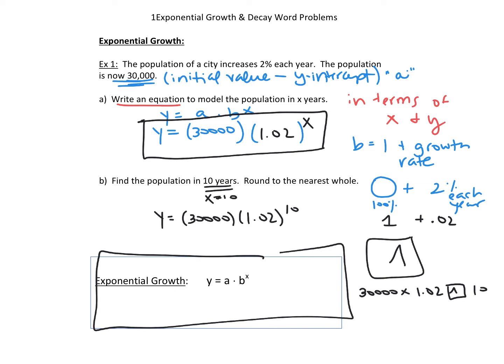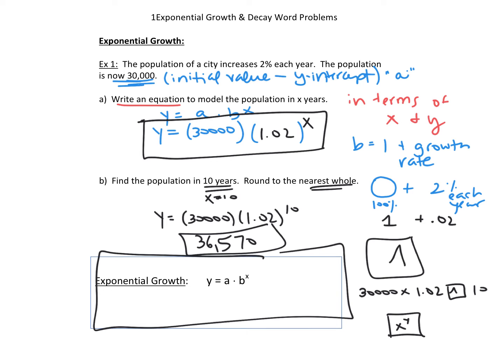Now, if you're not on your graphing calculator, if you're on a scientific calculator, you might have that same button, or you may have a key that looks like this, x to the y power, or some other version of that, where you would use it in the same way. So you should get, if you type in 30,000 times 1.02 to the 10th power, you should get 36,569.8, which to round to the nearest whole is going to be 36,570.